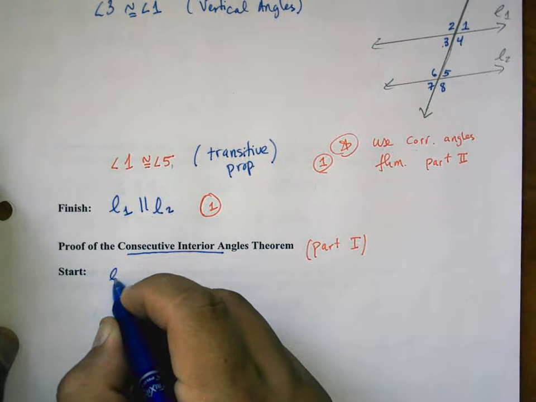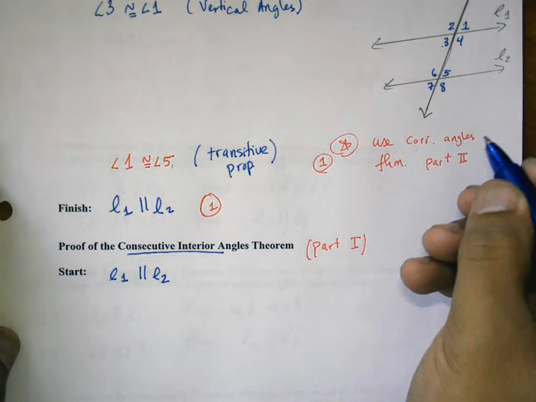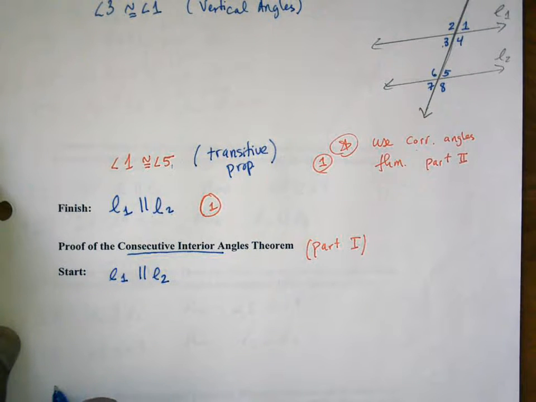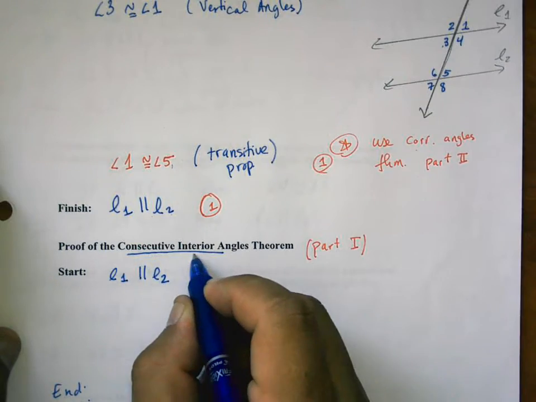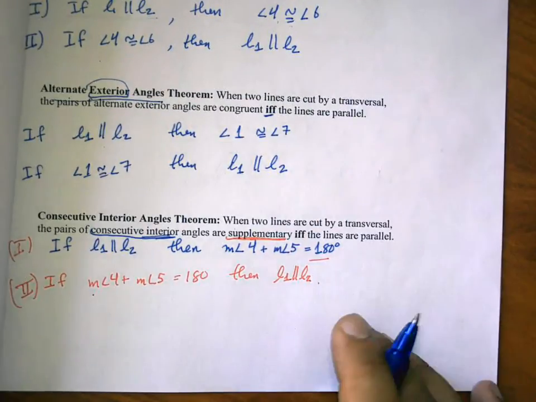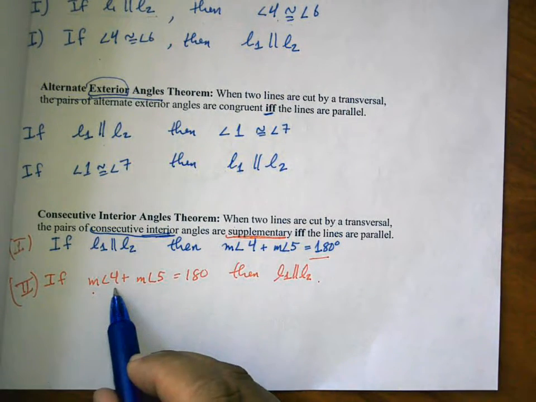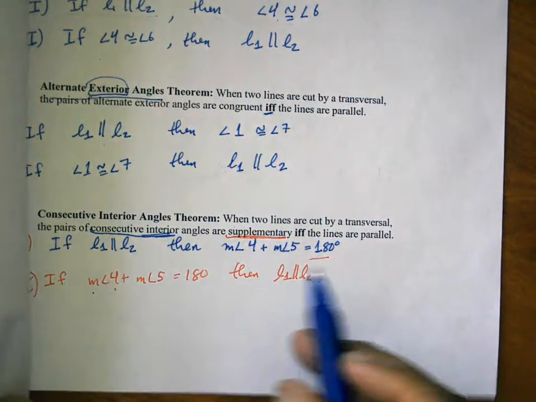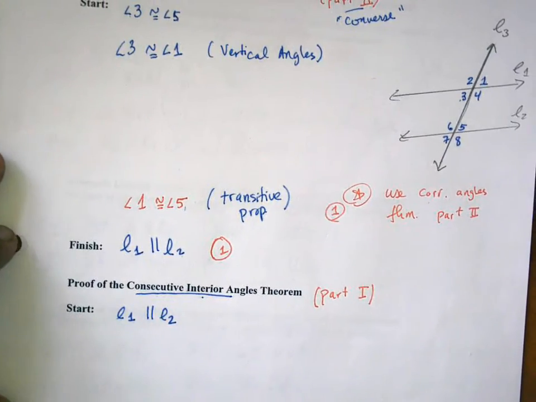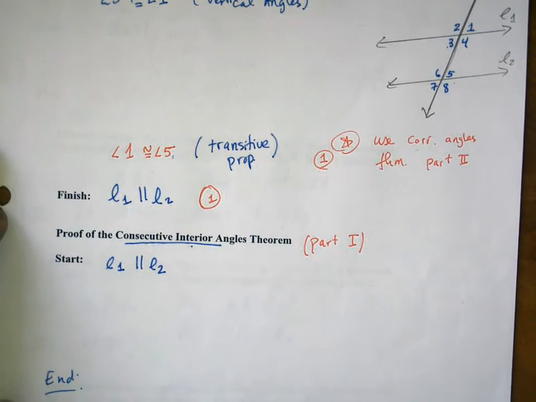So we're going to start with line 1 being parallel to line 2, like in this picture, and we are going to end, because remember what the consecutive interior angles theorem says: if they are cut by a transversal, then the two consecutive interior angles in our picture, angle 4 and angle 5, must add up to 180.